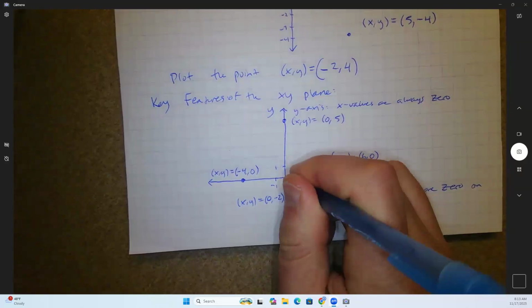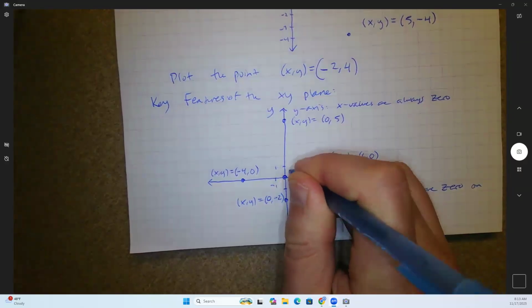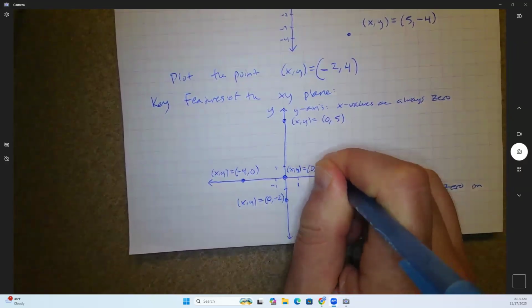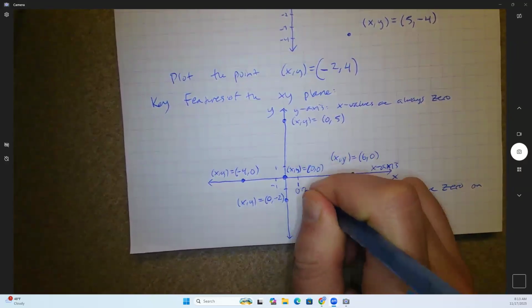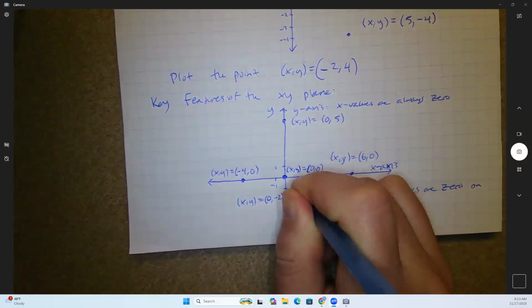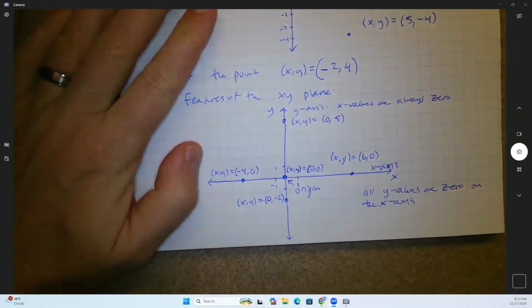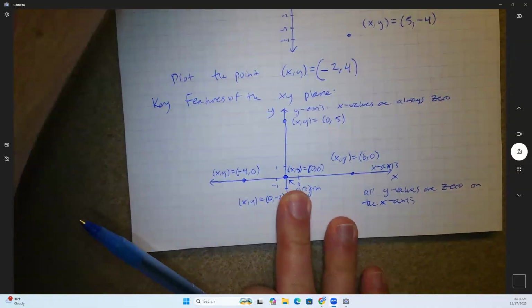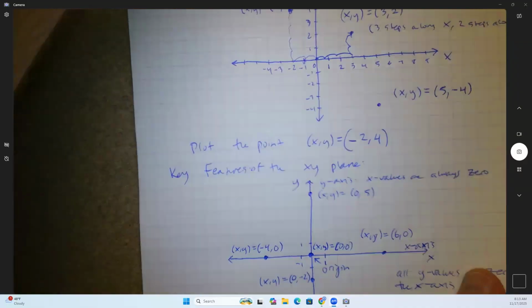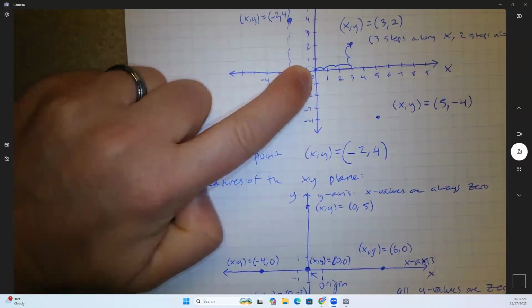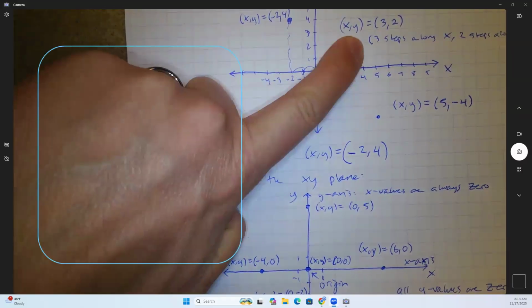The point where they cross, both x and y are 0, so that point is 0, 0. It's called the origin. And the reason that makes sense is if we look back to how we mapped out our points originally, we always started at the origin, right? You start at the origin and then you go on your trip.